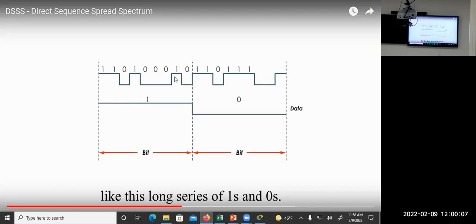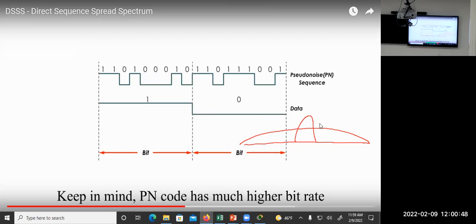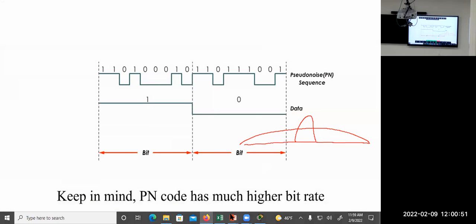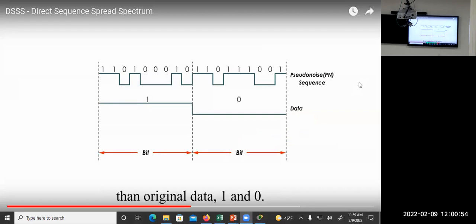If you don't spread out the spectrum, the signal is located in a narrow range of frequency. But when you spread it out, now it covers a huge range. So when you use a huge range, you have less chance of interference. Keep in mind, the PN code has a much higher bit rate than the original data, 1 and 0.